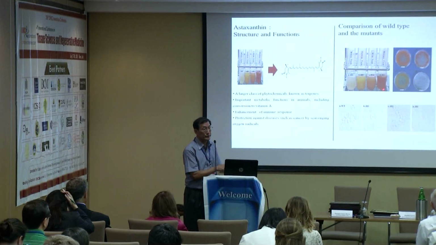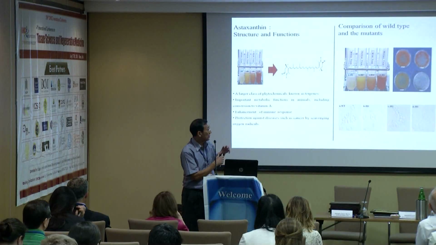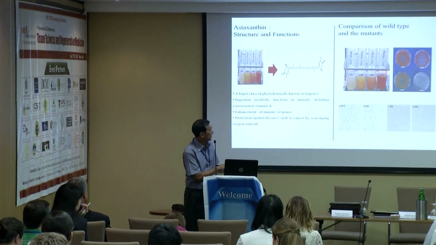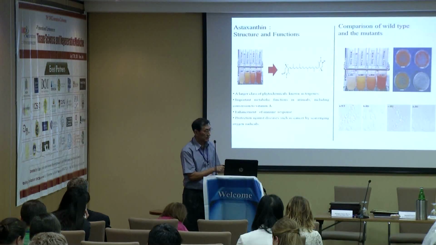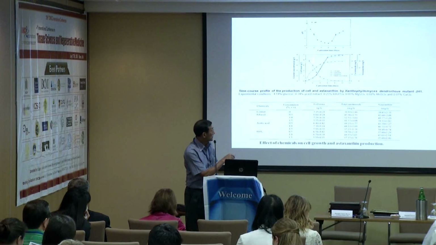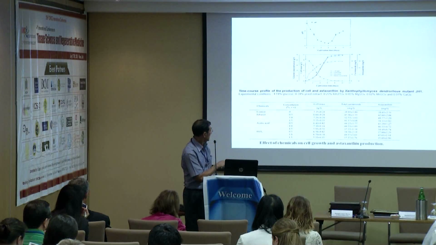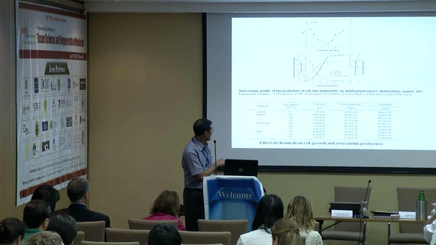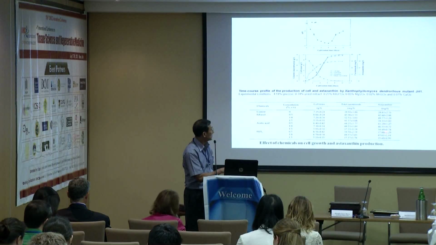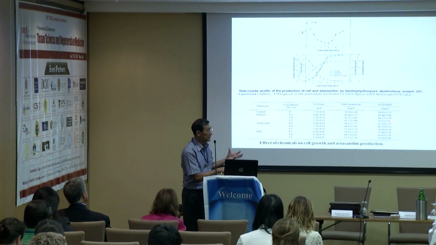We isolated mutants that overproduce astaxanthin. Compared to the control, under culture conditions with ethanol, acetic acid, or hydrogen peroxide, the mutants overproduced astaxanthin.